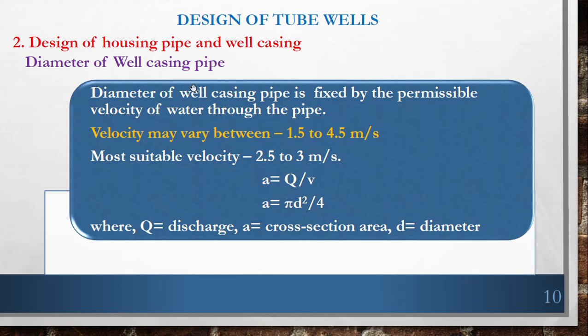Now the velocity by continuity equation, we know that A is equal to Q by V, or Q is equal to AV. Here Q is the discharge from the well, V is the velocity which we have already discussed, and A is the cross-sectional area of that pipe, that is pi d square by 4. So from this equation you will get the value of D. D is nothing but the diameter of the well casing pipe. So by this calculation you will get the diameter of the casing pipe.